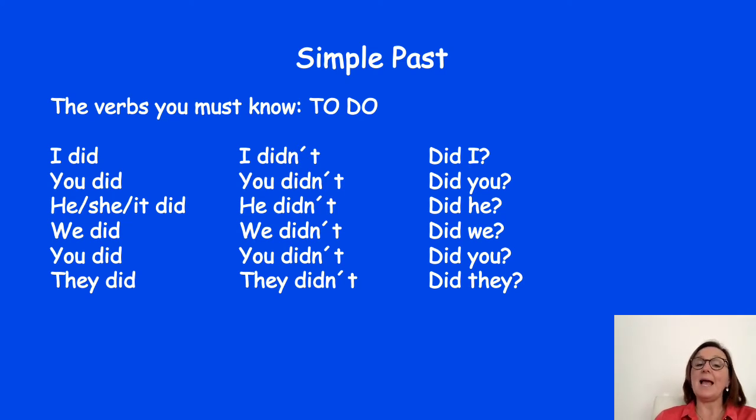An example, I didn't do my homework yesterday. Question, did you do your homework yesterday? So you need the did and the do. Did I do? Did you do? Did he do? Did we do? Did you do? Did they do?